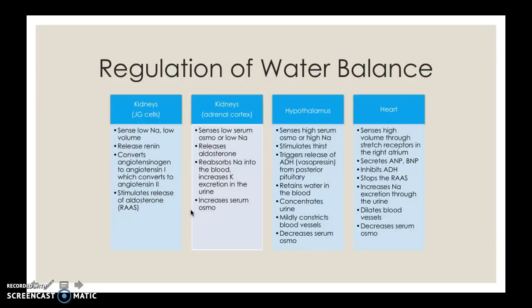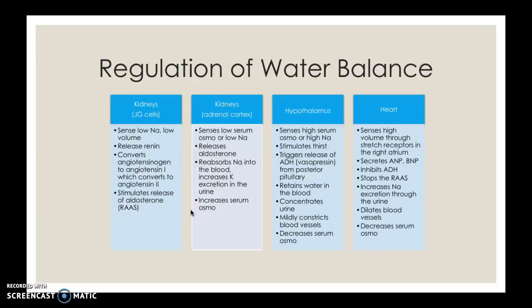Okay, the mechanisms that we have to regulate fluid and water in our bodies. The kidneys have JG cells that can sense when our fluid volume, blood volume is going down, and can also sense when there's low sodium, and that triggers our kidneys to release renin, which stimulates this whole cascade of events with angiotensin 1. I'm sure you've heard about this before. An enzyme secreted by the liver called angiotensin converting enzyme converts angiotensin 1 into angiotensin 2, and that stimulates aldosterone from the adrenal cortex.